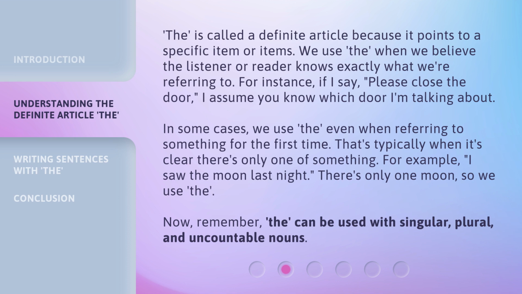In some cases, we use "the" even when referring to something for the first time. That's typically when it's clear there's only one of something. For example, I saw the moon last night. There's only one moon, so we use "the." Now, remember, "the" can be used with singular, plural, and uncountable nouns.